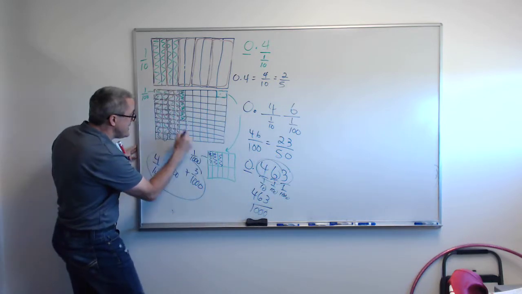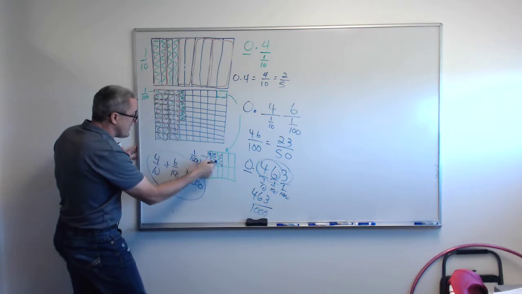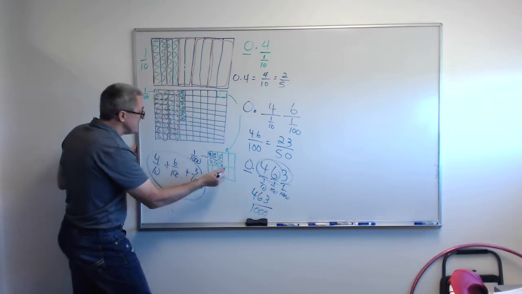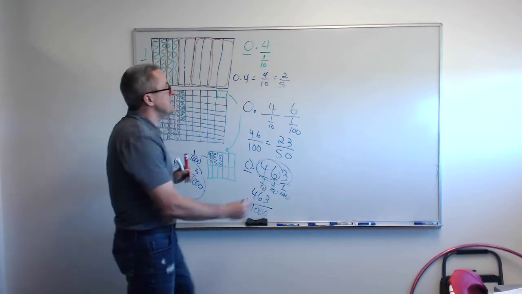If you counted each one of these, there's 10 there, 10 there, 10 there, 10 there, 10 there, 10 there, 10 there, 10 there. There's 463 of these. You should see it all the ways that you can see it. Now, why is this going to be useful?